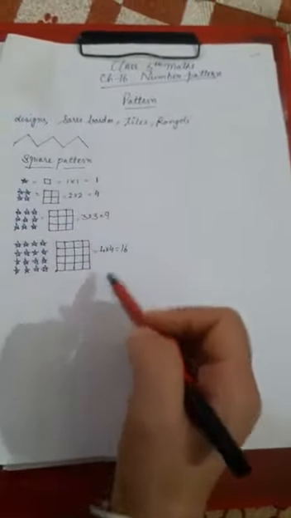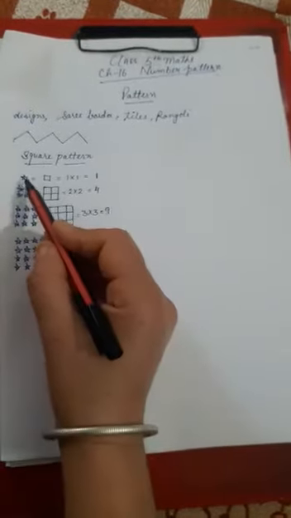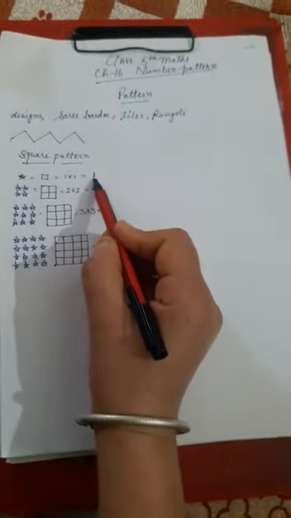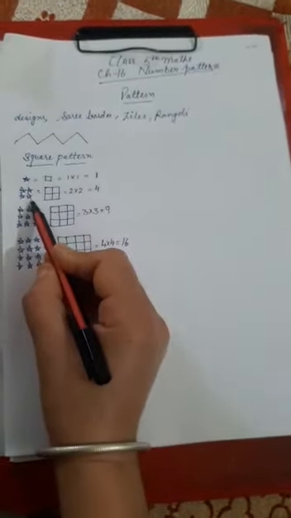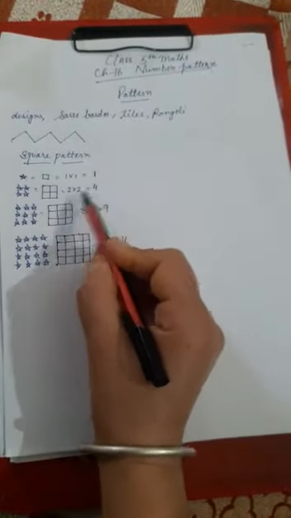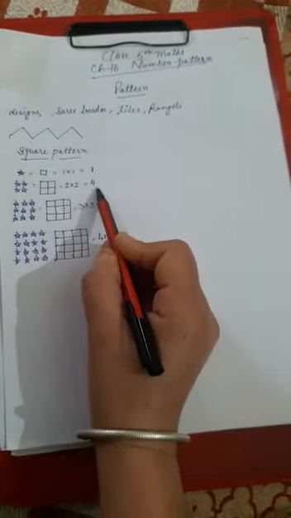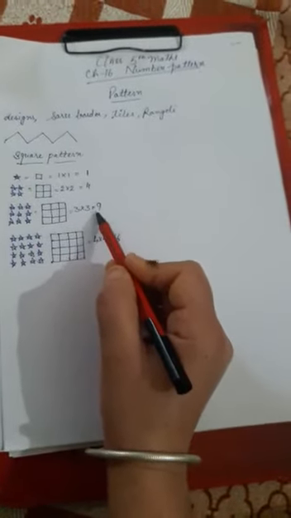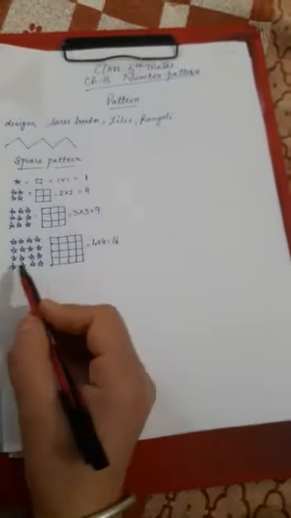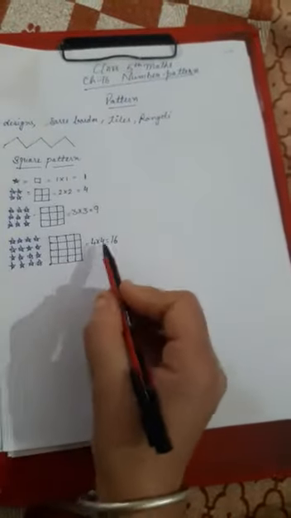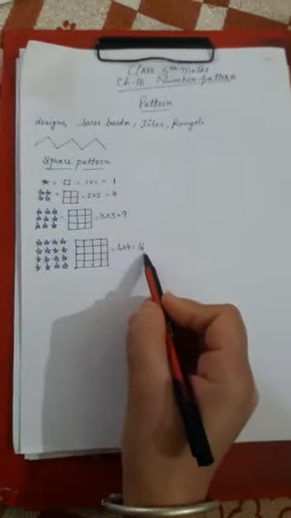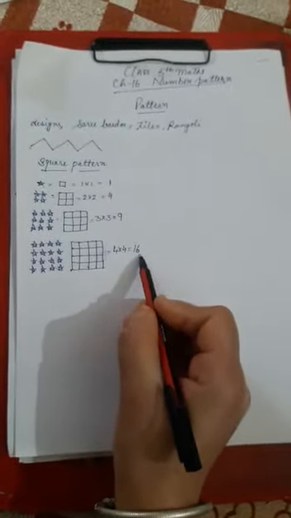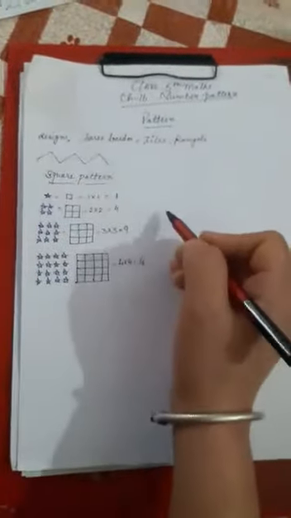Now this is a pattern of a square number. 1 star is equal to 1 square. 4 stars is equal to 4 squares, 2 multiply 2 is equal to 4. 9 stars is equal to 3 multiply 3, 9 squares. 16 stars is equal to 4 multiply 4, 16 squares. So this is the pattern of a square number.